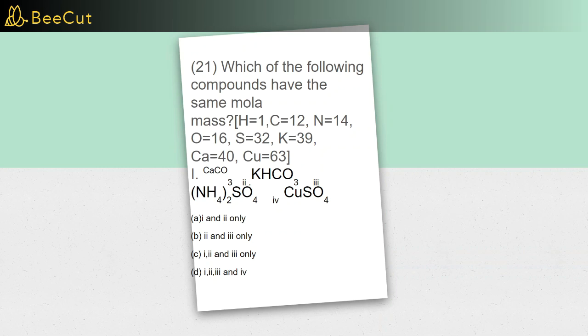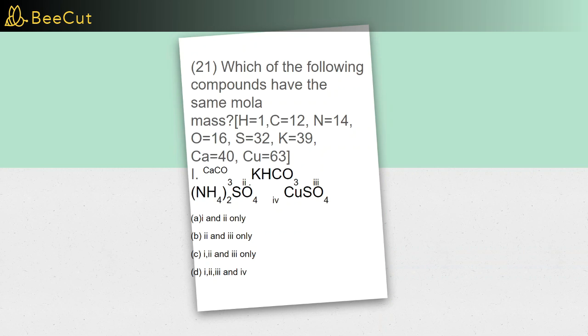Which of the following compounds have the same molar mass? We have CaCO3. To calculate this molar mass, it will be calcium 40 plus carbon, which is 12, plus O3, oxygen, which is 16 multiplied by 3. The total will be 40 plus 12 plus 48, which is 100. The molar mass is 100.